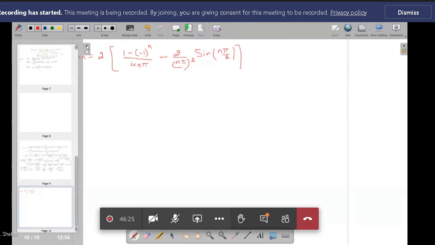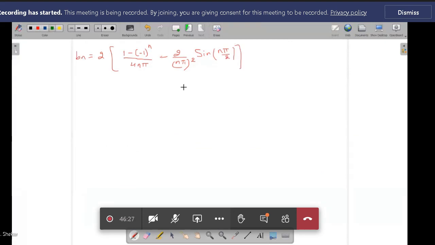So here also, when n is even, sin n pi by 2 with n as 2n gives sin n pi, which is 0. When n is even, 1 minus 1 is 0. So Bn equals 0 for even n. That is just an observation.